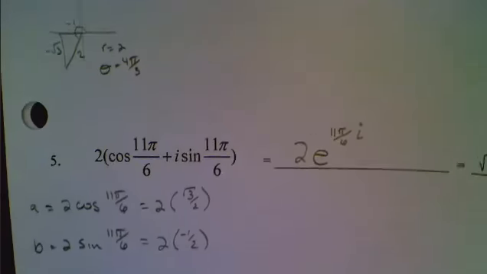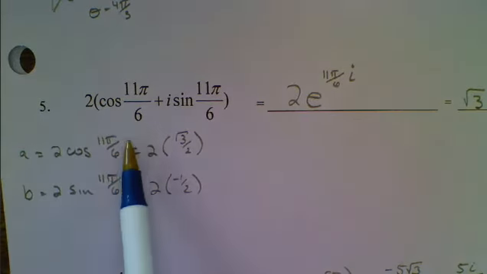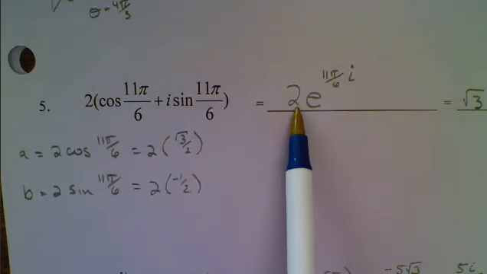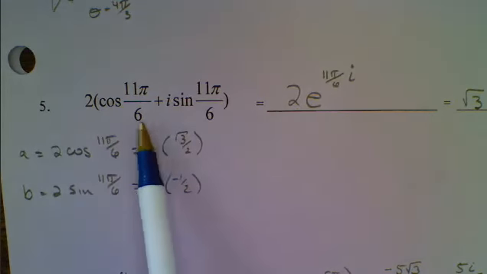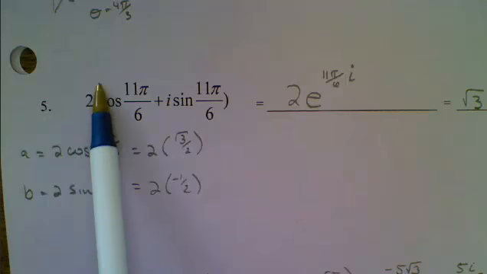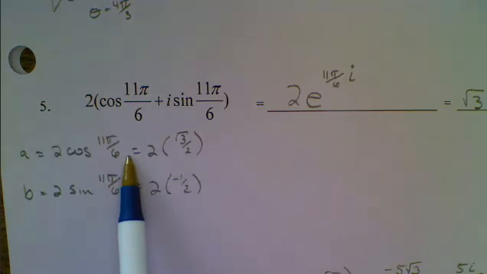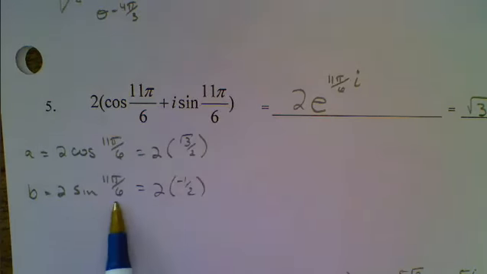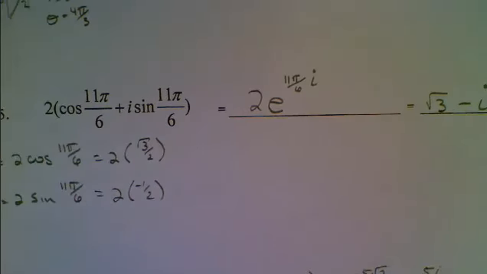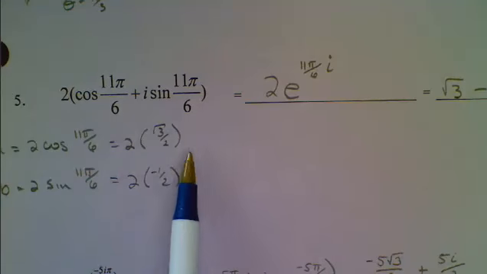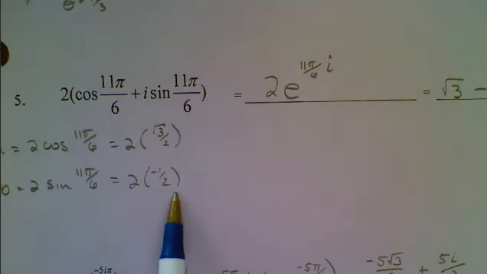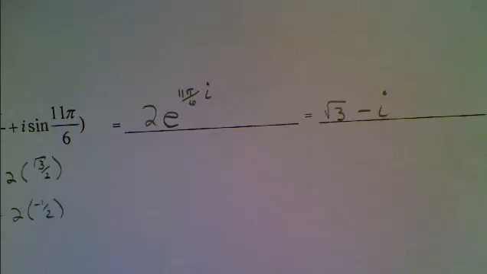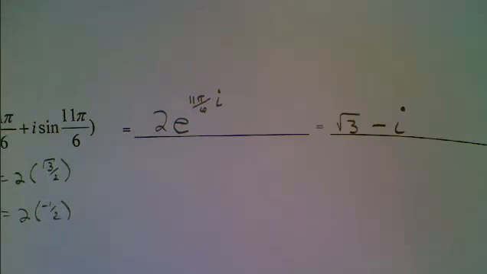All right, number 5, you can easily put it in exponential form, but to get it into rectangular form, all you really need to think about is taking 2 times the cosine of 11 pi over 6, and for the imaginary part, taking 2 times the sine of 11 pi over 6. And so when you do that, I showed you what you got for the cosine and the sine. Simplifying that, you get radical 3 minus 1i.